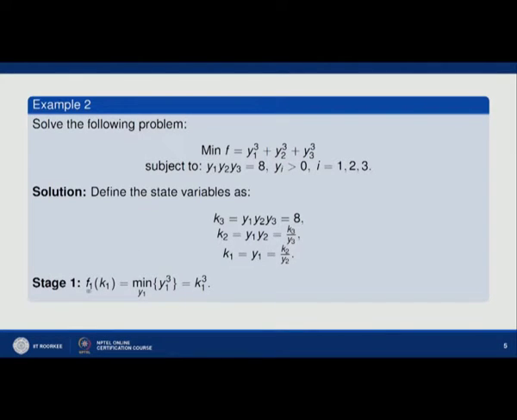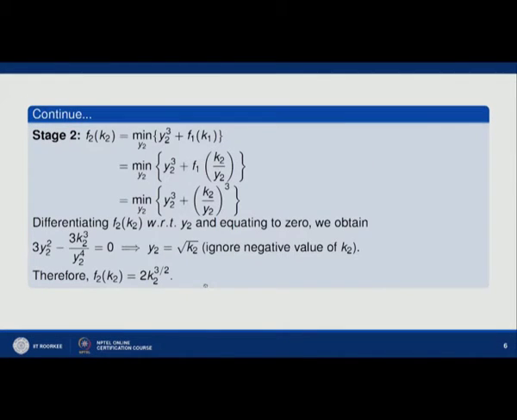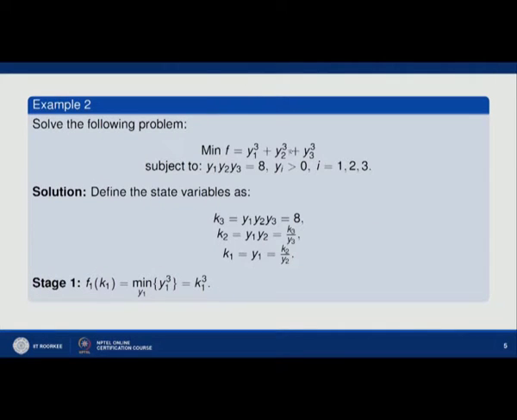If in the objective function multiplication is involved, then we multiply in the stages. So, in the first stage it is f1 of k1, which is equal to the minimum of y1 cube, and y1 is equal to k1. So, the minimum is obtained only at k1, so it is k1 cube. Now, in the second stage, the second component is y2 cube, plus whatever was obtained from the first stage, that is f1 of k1, and k1 is equal to k2 upon y2.